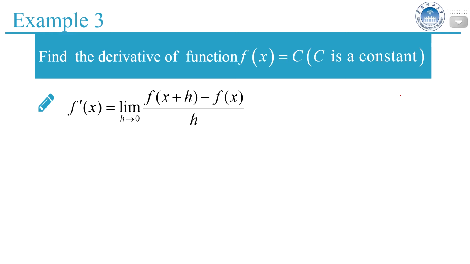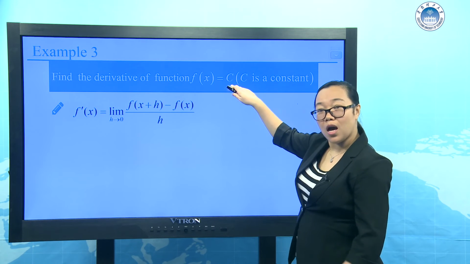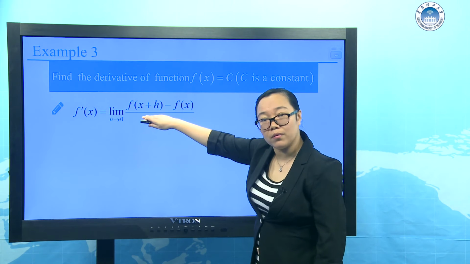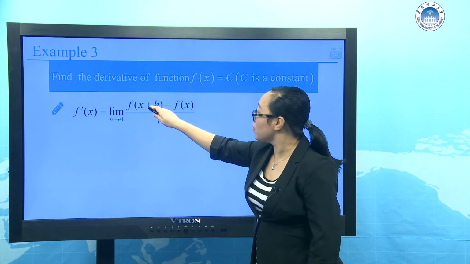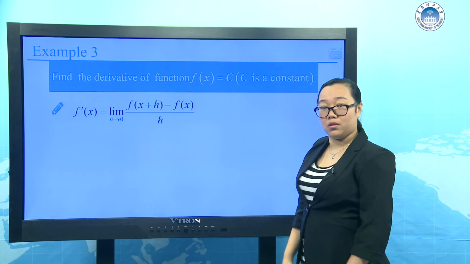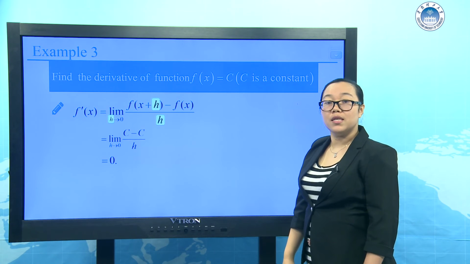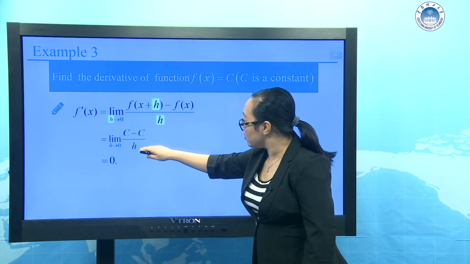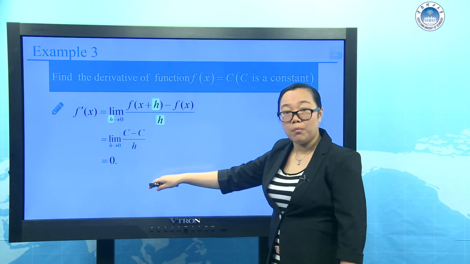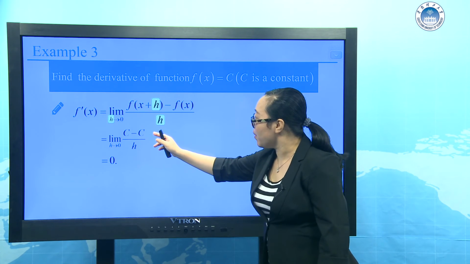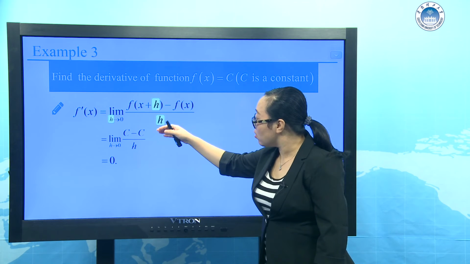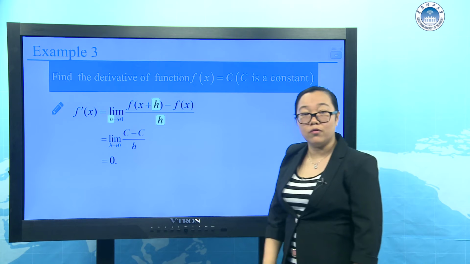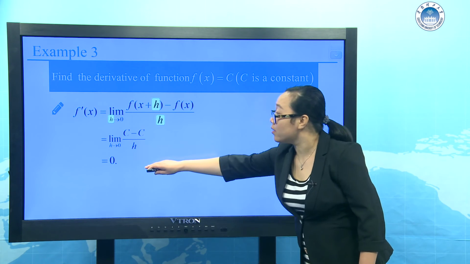So now look at f(x) equals c, f(5) equals c, f(6) equals c. How about this value? f(x plus h), of course, equals c. So c minus c over h, limit as h tends to 0. Pay attention to this term: c minus c equals 0, 0 over h equals 0, limit of 0 equals 0. So we look at the beginning term and ending term.